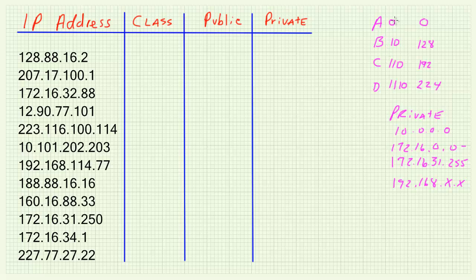So recall from earlier in the video that if it's going to be a Class A, the first bit position of the first octet has to be a 0. If it's going to be a Class B, the first 2 bit positions of the first octet have to be 10. If it's going to be a Class C, the first 3 bit positions of the first octet have to be 110. And if it's going to be a Class D, the first 4 bits of the first octet have to be 1110. So notice that we just start out with a 0 and we move the 0 over a bit position every time. So then we add up the bit weights.